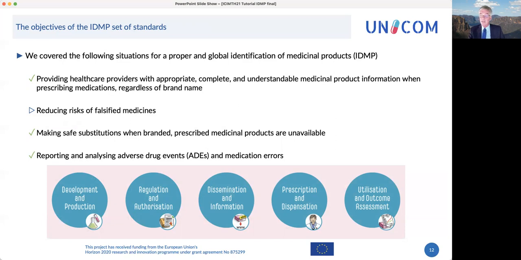And of course, at the end, you have to see what happens to the patient. So the utilization, actually taking the drug and assessing what's going on with that patient. And if there's an adverse drug event, it needs to be reported back, and the circle is closed in the life cycle. So those are the important places where identifiers take a role.